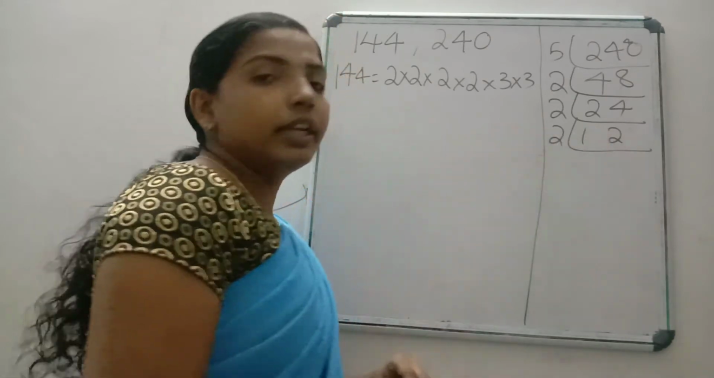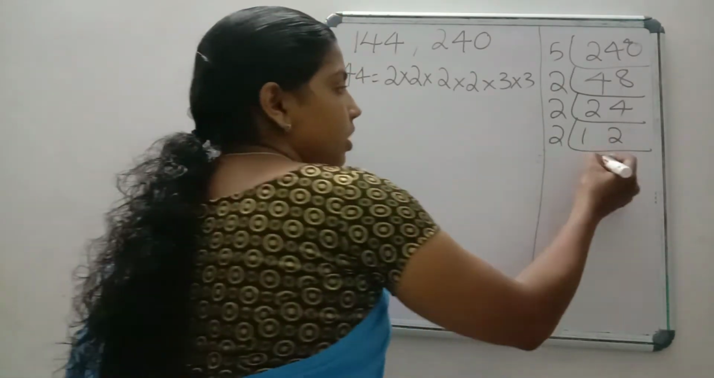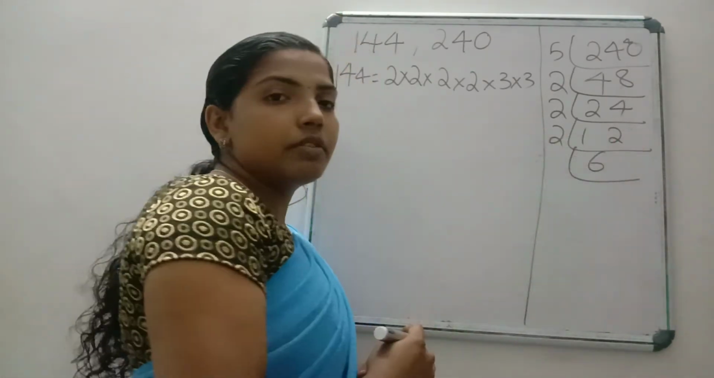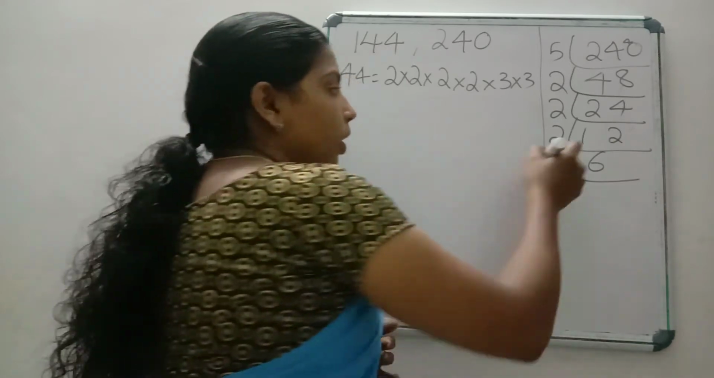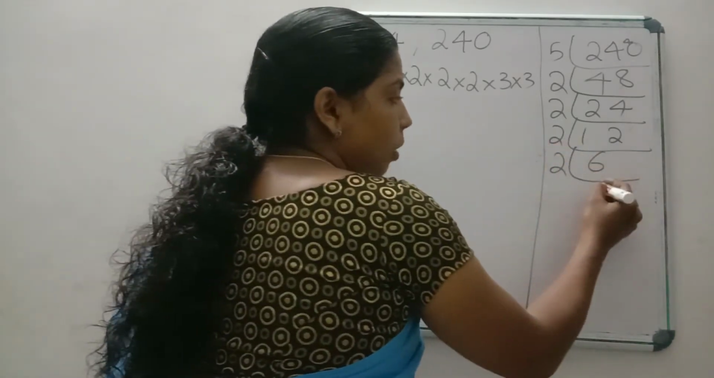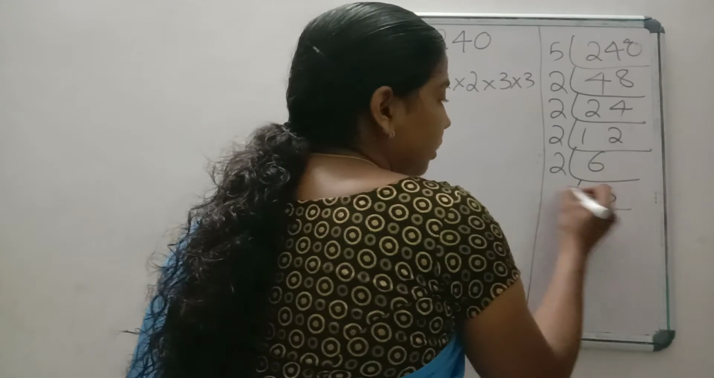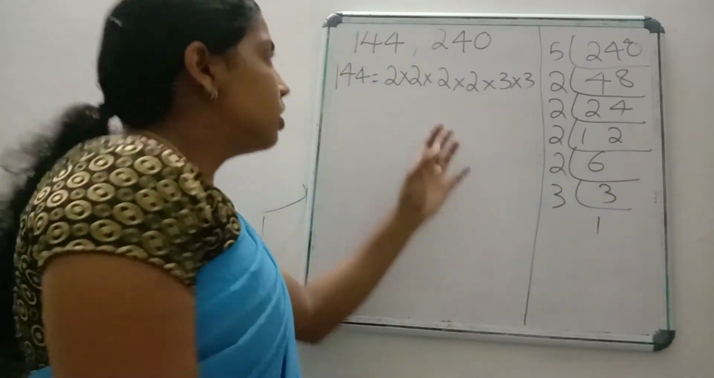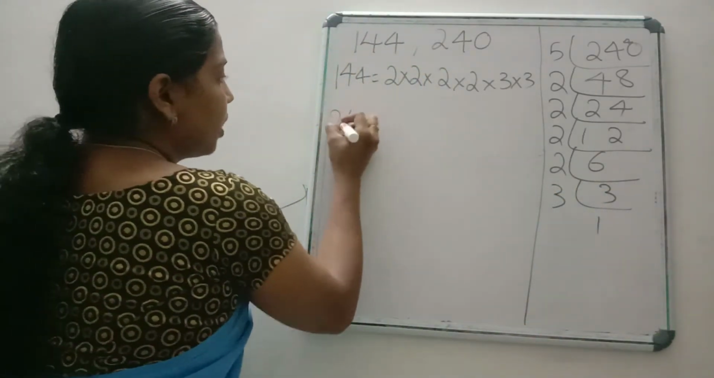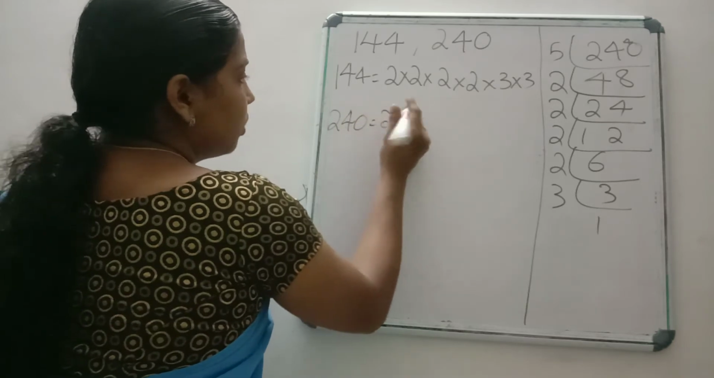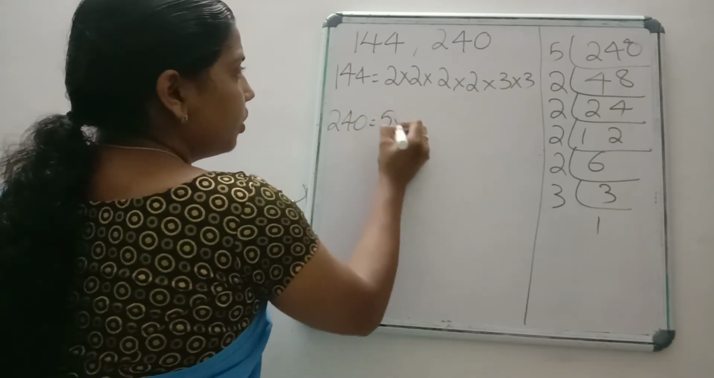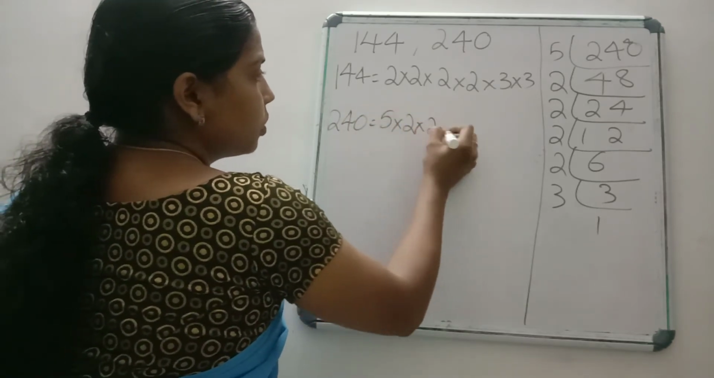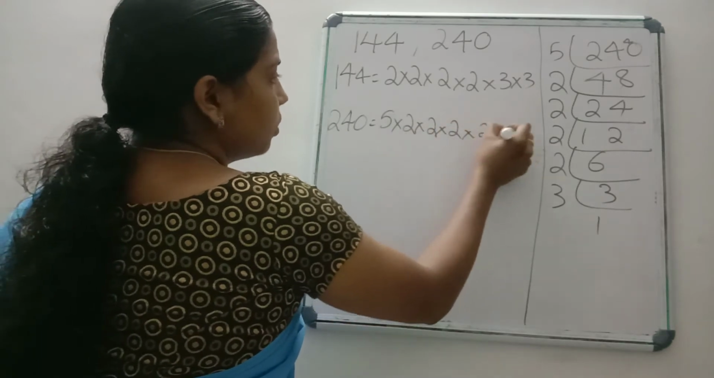Again 12 can be divided with 2 or 3 you can do. So in 12, how many times? 2 6s are 12. So 6. Again it can be divided with 2 or 3 you can do. I am doing with 2. In 6, how many times? 3. Again with 3, 1 time. So which are the prime factors? 2 into 5 into 2 into 2 into 2 into 3.